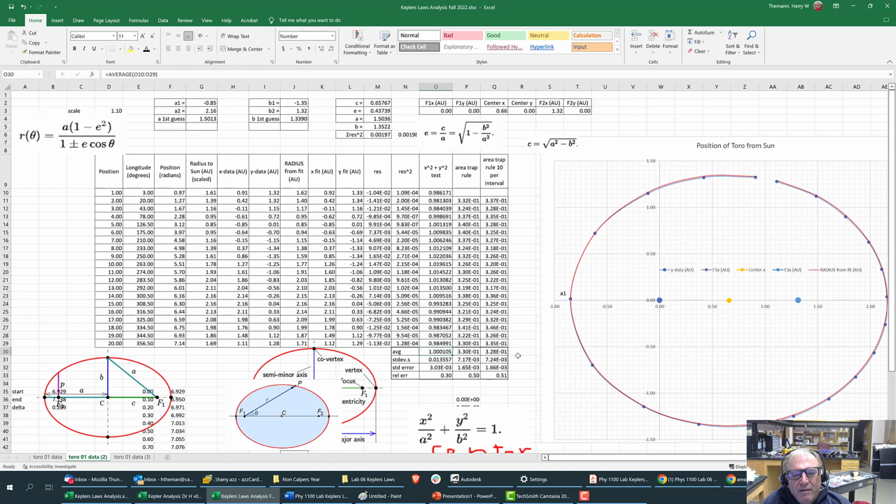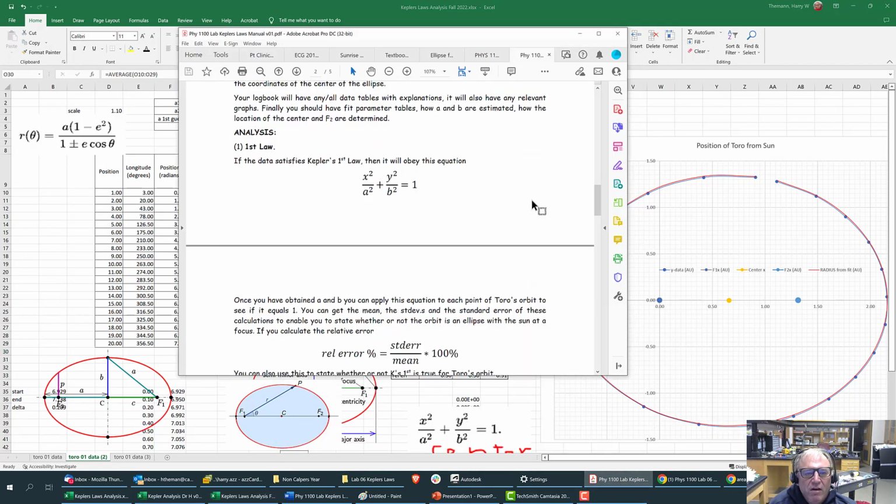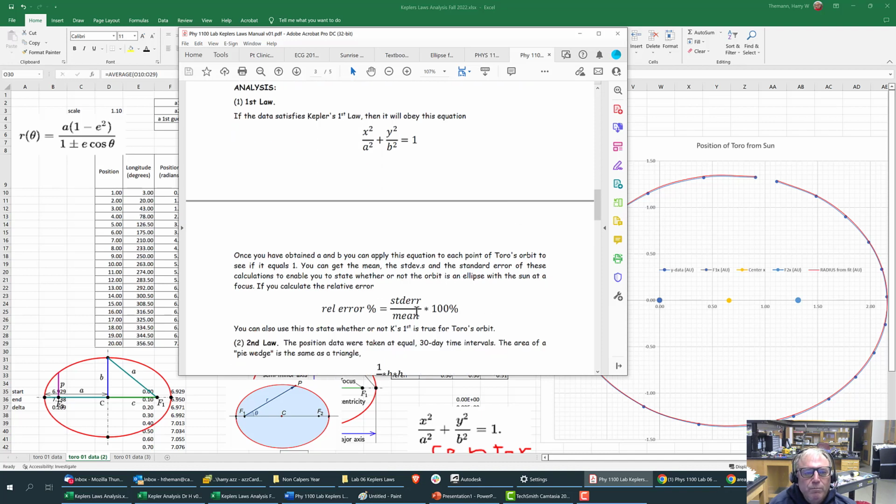So I took the average, and just because the average is 1 doesn't necessarily mean I have success. It's the very tiny variance and relative error that's what really seals the deal. So now we have demonstrated that Toro obeys Kepler's first law, which is what we expect. And, right, so there you go.